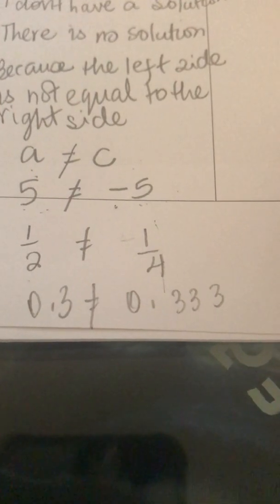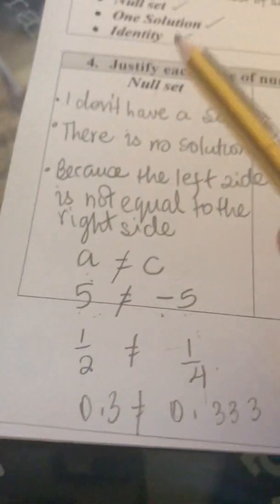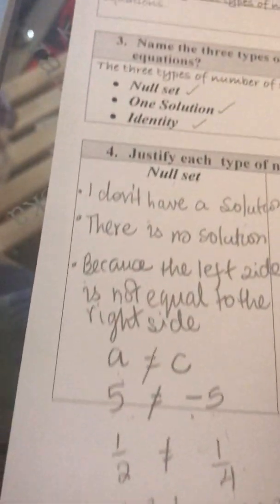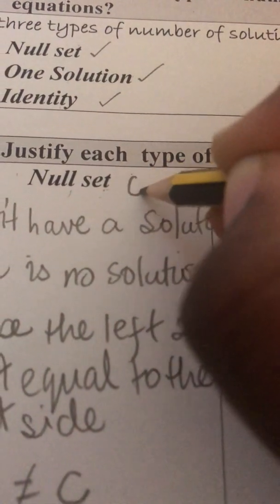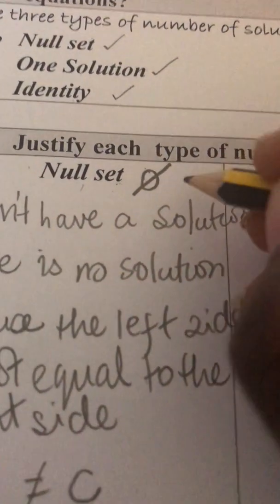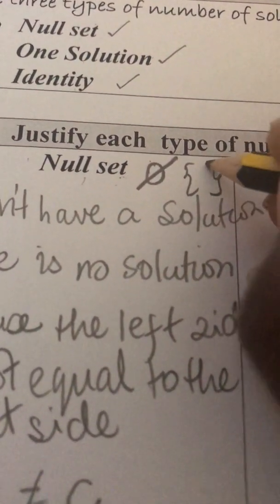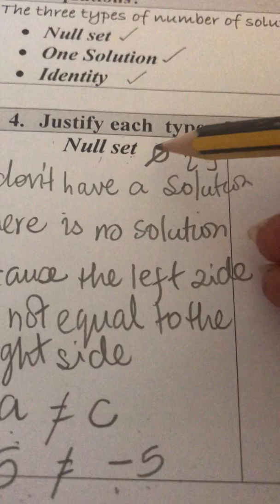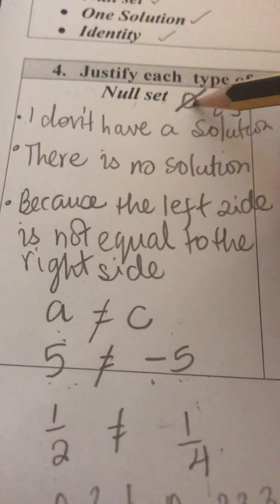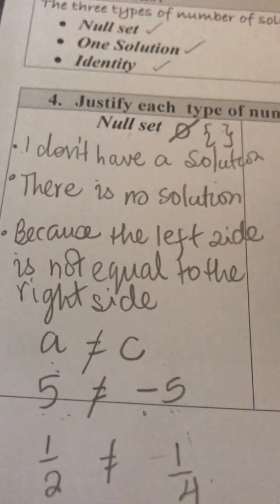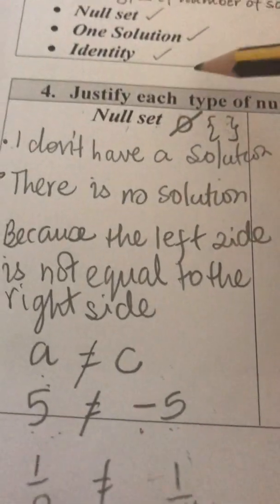Okay? Because my left side does not look like my right side, I have no solution. Now, how do you write the null set? The null set is written like this in math, or it is written using the set notation, like that. These are the 2 ways we write the null set. So when you see this sign, it means there is no solution. When you see this set that is empty, it means there is no solution.